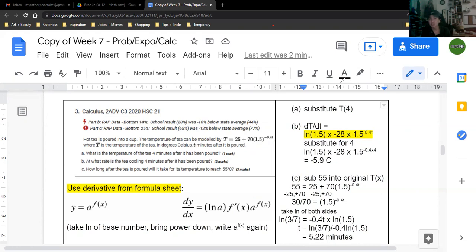So if you'd like to see how that's done, just give it a pause and try to read through the working out. And moving on.